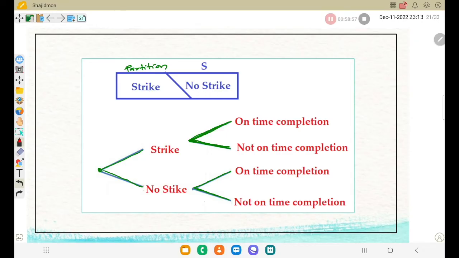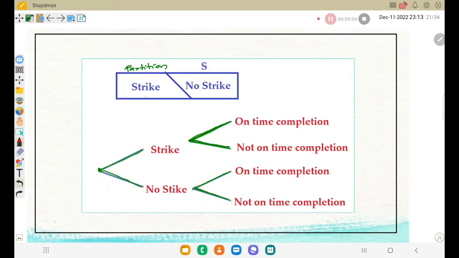Okay, we can see the event I will define here. First we are taking strike. Strike, we are taking the event E. No strike means just complement, E complement. No means complement. Not in E. That is the meaning, E complement.